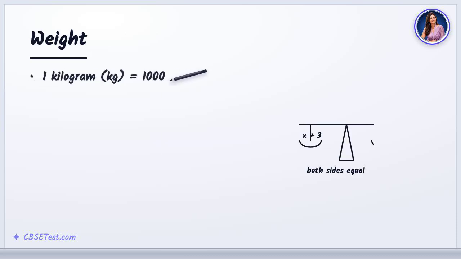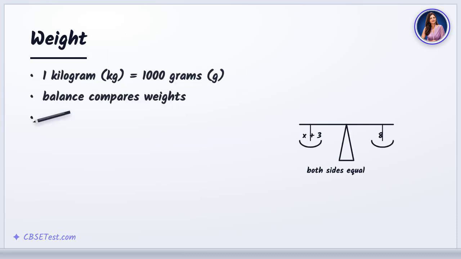Weight tells how heavy something is. 1 kilogram equals 1,000 grams. A balance compares two weights. The heavier side dips down.